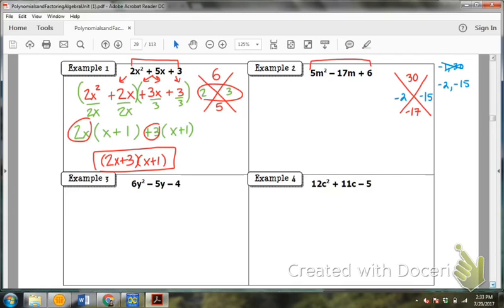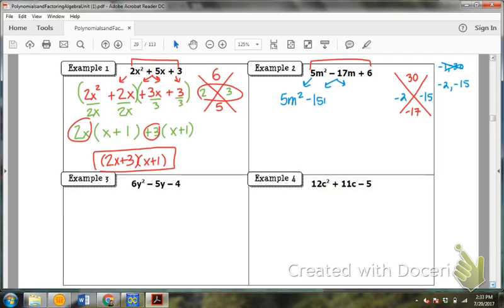Okay, so I found my factors. Remember, we bring the first one down always. We can split the middle term. What's going to go better with 5? 2 or 15? 15. That 15 is going to work better with a 5, right? So we'll write that one first.